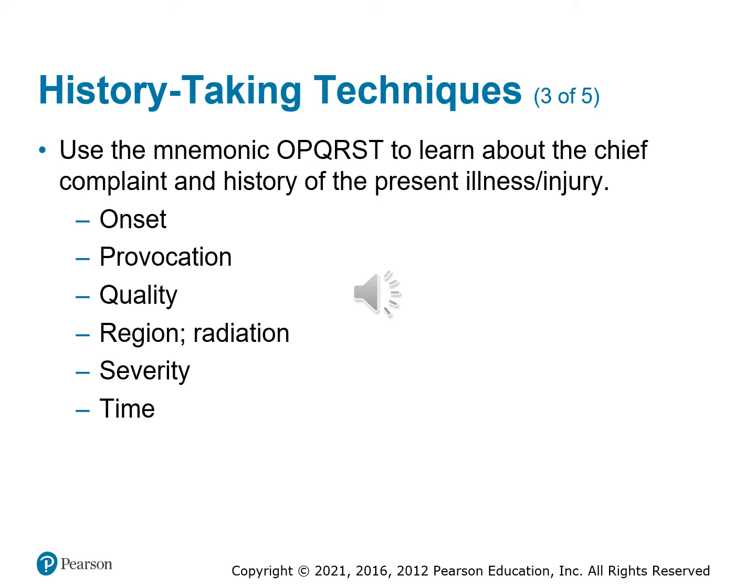Severity is giving it a number. We like to have patients rate their pain on a scale of 0 to 10, 0 being no pain. A lot of times people will say 1 to 10, but 10 being excruciating pain. Have them rate their pain. That way we can trend that. We can look at that information later in our time with the patient to determine if it's getting worse or getting better. And then time.